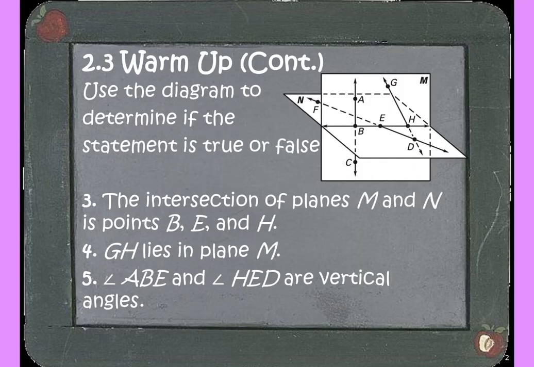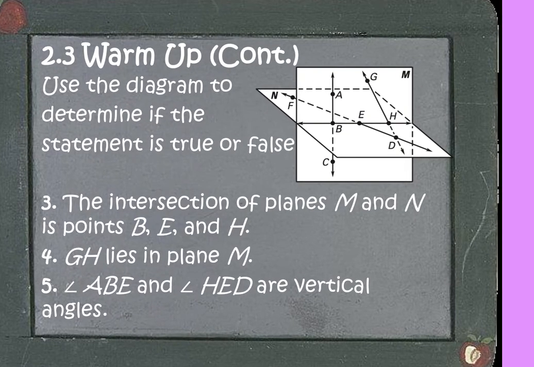All right, number 3, 4, and 5 are based on the diagram. It says use the diagram to determine if the statement is true. So this one says the intersection of planes M and N is points B, E, and H. True or false? Trick question. What's the intersection of two planes? A line. So this is just a listing of points. It would be false because it would be line BH or line BE or line EH, any of those. But this is the line. So the intersection has to be a line.